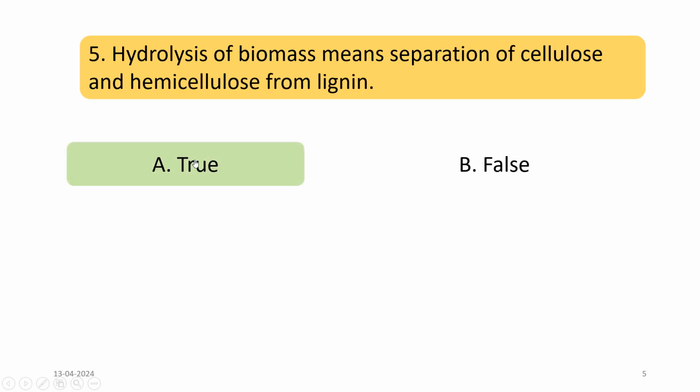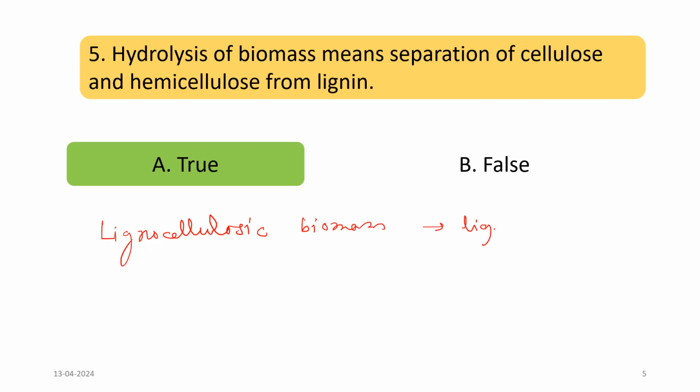The answer is true. Hydrolysis of biomass means separation of cellulose and hemicellulose from lignin. Here biomass means only the lignocellulosic biomass, which contains lignin, cellulose and hemicellulose. So if we do hydrolysis of lignocellulosic biomass, then cellulose and hemicellulose will be separated from lignin.